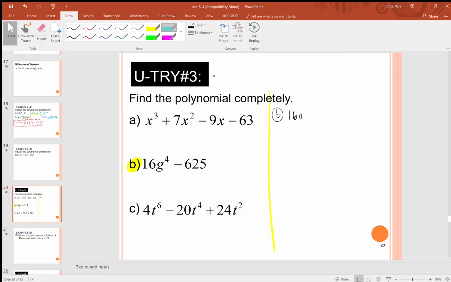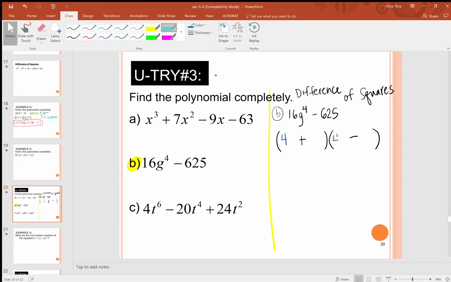Part B is 16g to the 4th minus 625. So notice how this is also a difference of squares. 16 is a perfect square, and so is 625. So let's go ahead and apply the pattern. We're multiplying two binomials together. We know one binomial is positive and the other binomial is negative. Now let's fill this in. So 4 times 4 is 16. G squared times g squared is g to the 4th. 25 times negative 25 is negative 625.